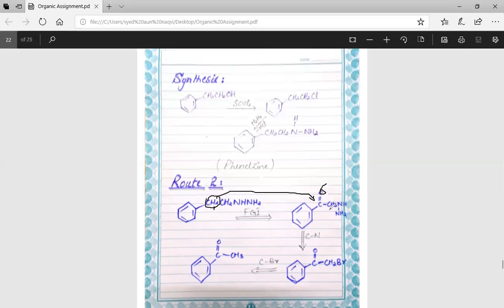When we perform disconnection between carbon and nitrogen here, we have 2-bromo-1-phenylethanone, because bromine is attached to carbon two and this is carbon one. So 2-bromo-1-phenylethanone is obtained as a disconnection of the carbon-nitrogen bond. When the carbon-bromine bond is broken, we will have acetophenone, or 1-phenylethanone. So this is our simple reagent as a result of the retrosynthetic analysis of the target molecule phenelzine.